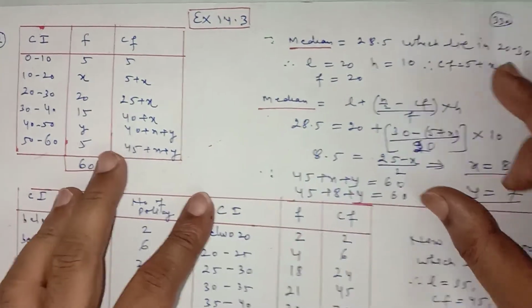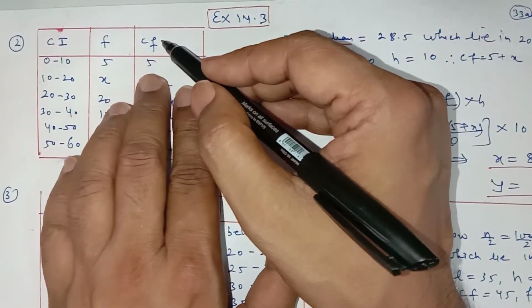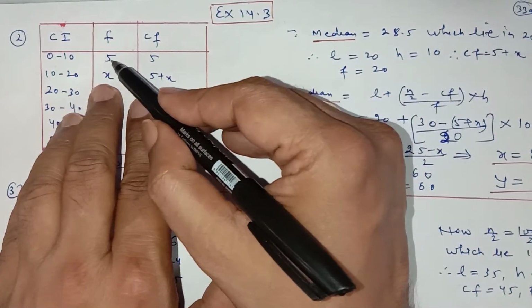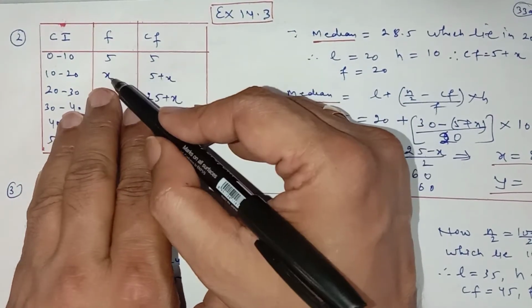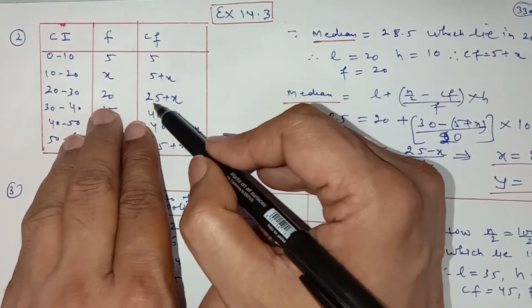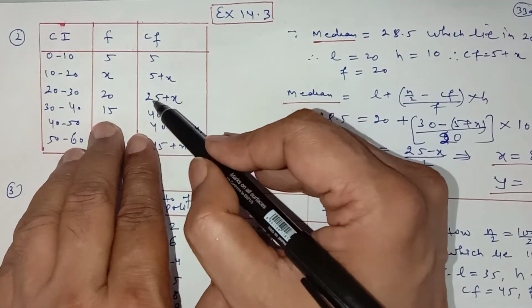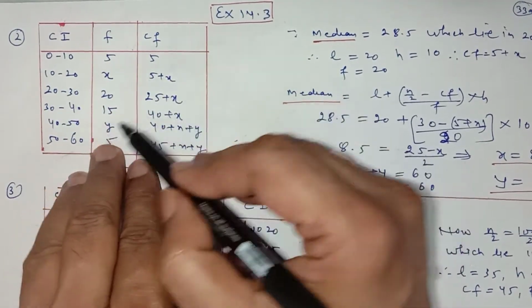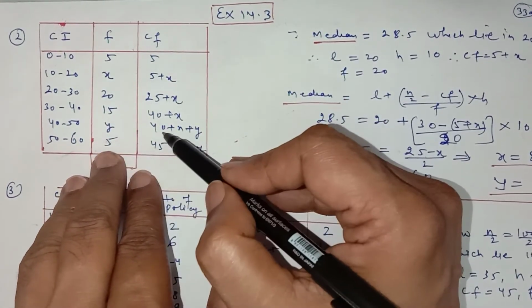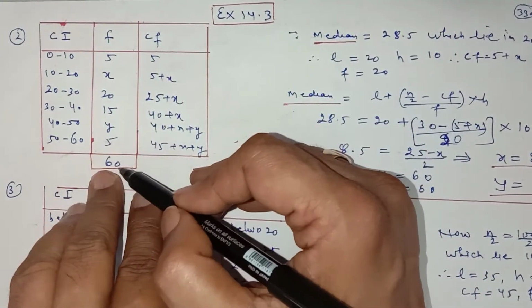Because the median is given, you have to find the column of cumulative frequency, which is obtained as I already told you in the last question. The first cumulative frequency will be the first frequency as it is, 5. Add this to this, you will get 5 plus x. Then add 20, it will be 25 plus x. Then add 15, it will be 40 plus x. Then add y, it will be 40 plus x plus y, and add 5 to this, it will be 40 plus x plus y plus 5, that is the total frequency, given as 60.